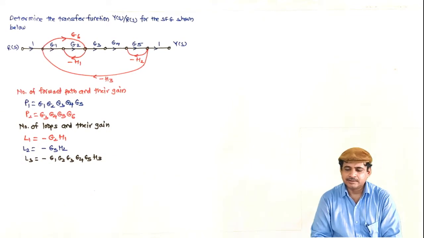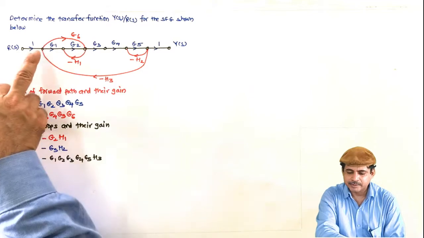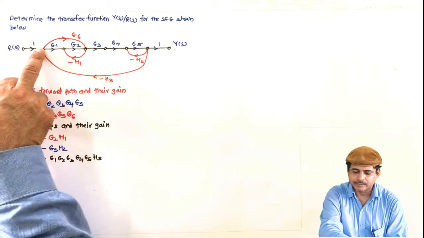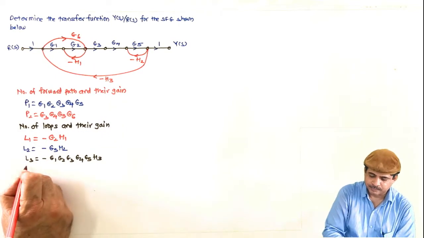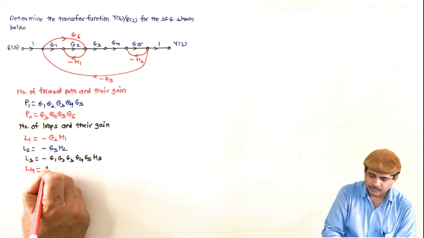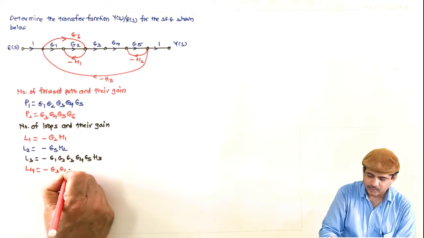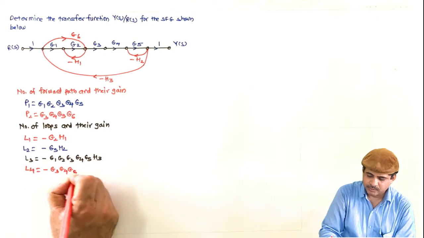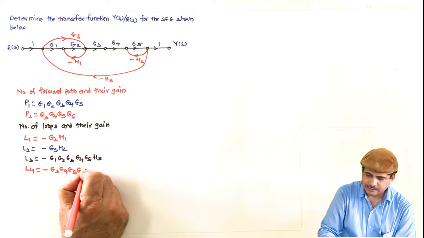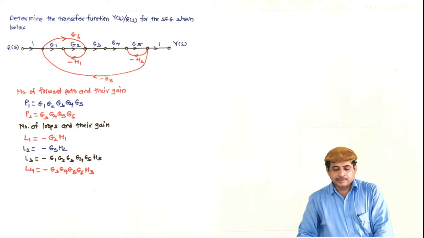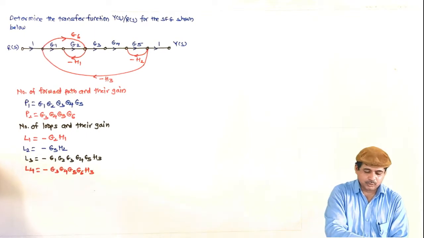And then is there any other loop? Yes. See, this is a loop. So L4 is minus G3, G4, G5, G6, H3. And then we have to go for the two non-touching loops.